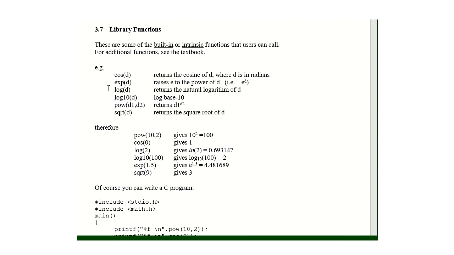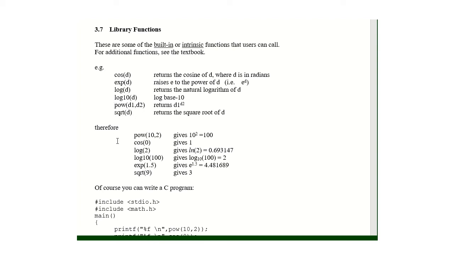Exp is e raised to the power D. Log is the natural logarithm. Log10 is log base 10. When you want to raise D1 to the power of D2, the function is pow, pow D1 comma D2. Square root basically returns the square root of this argument D.